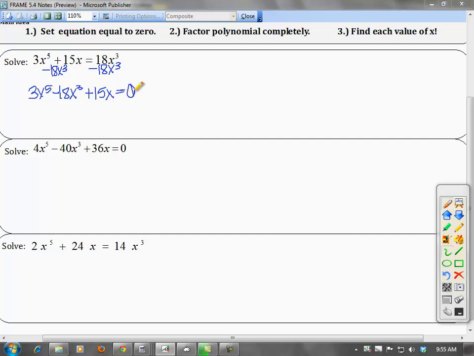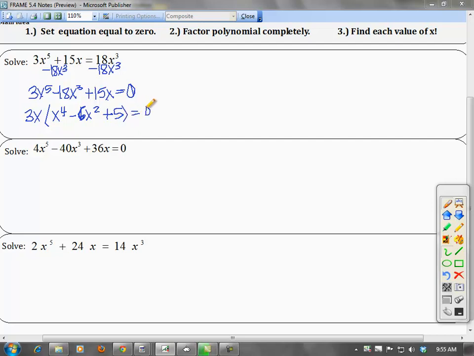Okay, now we want to look for what they have in common. Okay, so if I look at what they have in common, I can see I could take out a 3 and I could take out a single x. So if I take out a 3 and an x, 3 divided by 3 is 1, and I have 4 x's remaining. 18 divided by 3 is negative 6, and I have 2 x's remaining. And 15 divided by 3 is 5, and I don't have any x's remaining.